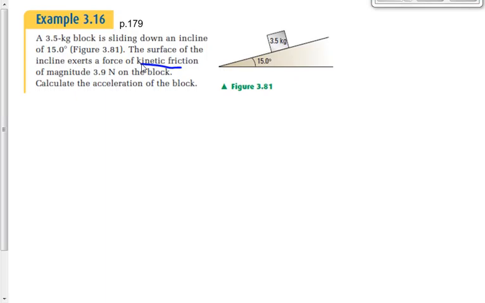Not just gravity, because if it was just gravity, which way would it go? Straight down. And it's not going straight down. It's going down the hill. So there's a force that's got to be pulling it this way. If it's moving down the hill, there's the force that's got to be moving it down the hill. What force is that?